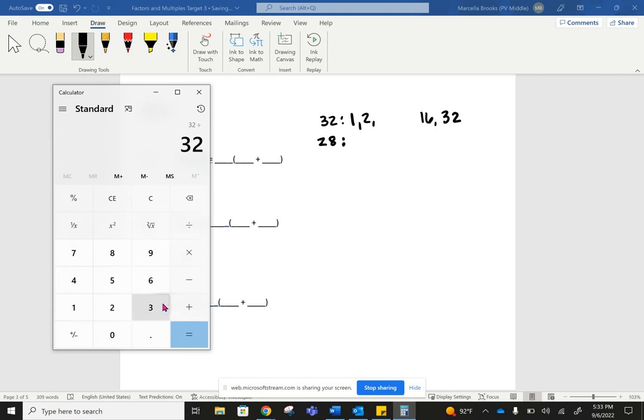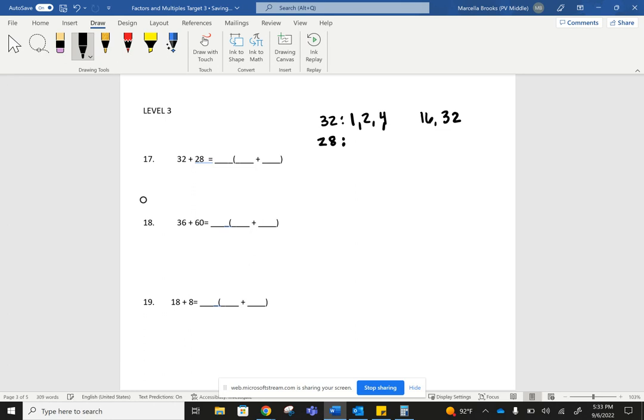32 divided by 3. Ugly decimal. 32 divided by 4. Does that work? Indeed, it does. So 4. Oops, that's the part of the screen that doesn't work. So don't mind how ugly that is. I would put a comma, but it's not letting me. So we know that 1 times 32 makes 32. We know that 2 times 16 makes 32. And I know 4 times 8 makes 32.